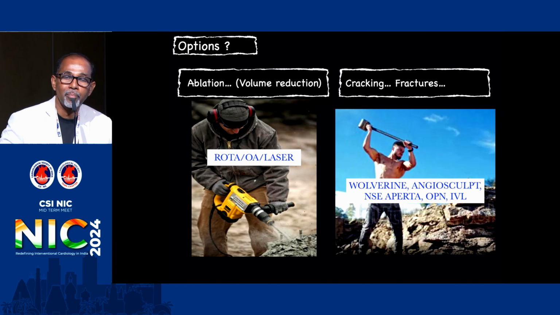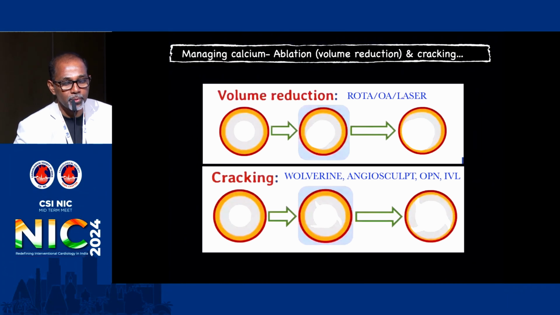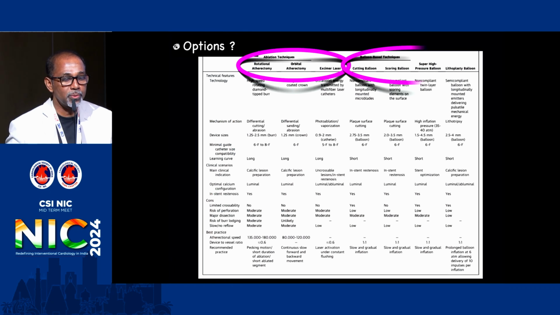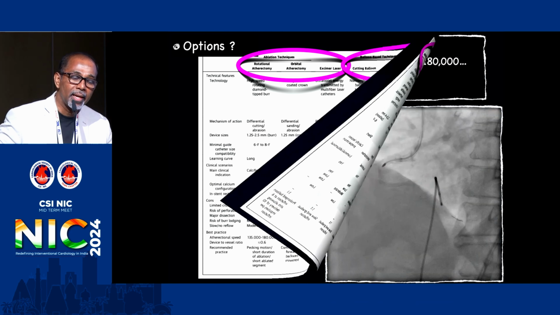Now I'll be dwelling on ablation strategies, that is, excavating the calcium, primarily based on three techniques. You could use a rotablator, you could use orbital atherectomy, and even a laser would be helpful in certain situations. That's how it would look when you have a significant amount of calcification. You need to use a rota, orbital, or a laser, ablate and excavate some calcium, reduce the volume of calcium, then go ahead with cracking with the balloon-based strategy, and then deploy a stent. So these are the three options that we have: rotational atherectomy, orbital atherectomy, and the excimer laser.